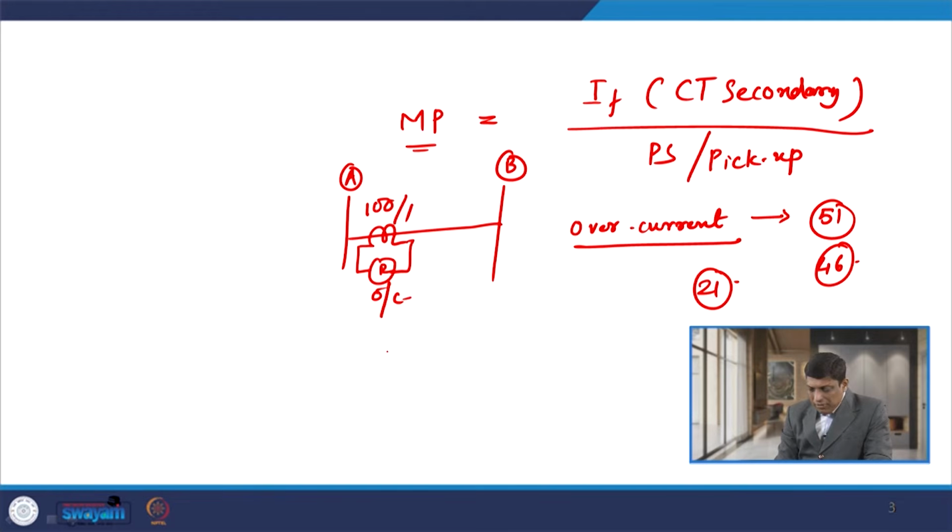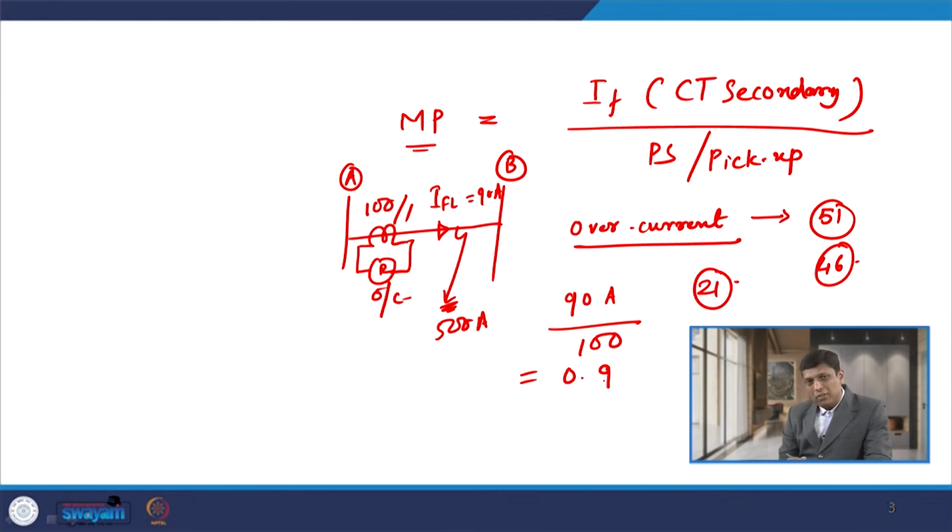So, in this case, let us say the fault current on this feeder is 500 ampere, and let us also consider the full load current of this feeder is, let us say, 90 ampere. The plug setting of this relay is nothing but the 90 ampere full load current divided by the CT ratio, that is 100. So, the value is 0.9. If I convert this value to percentage, it is 90%. So, the plug setting or pickup value of the relay should always be greater than 90%.